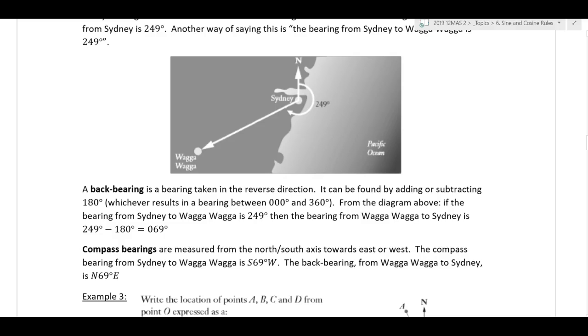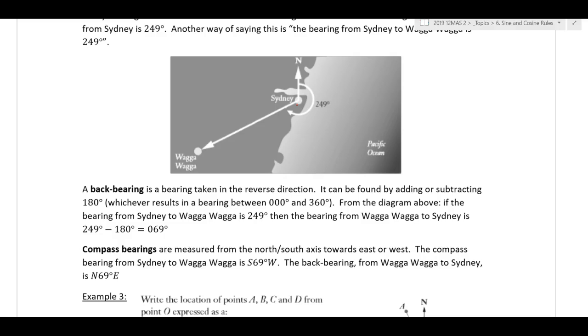A back bearing, I don't think this is mentioned in the textbook, but a back bearing is the bearing going the opposite direction. So if I have a bearing from Sydney to Wagga of 249 degrees, the back bearing is the bearing from Wagga to Sydney, going the opposite way. It's a fairly common exam question, actually. You'll be given something, then you'll be asked to work out the bearing going the opposite direction.